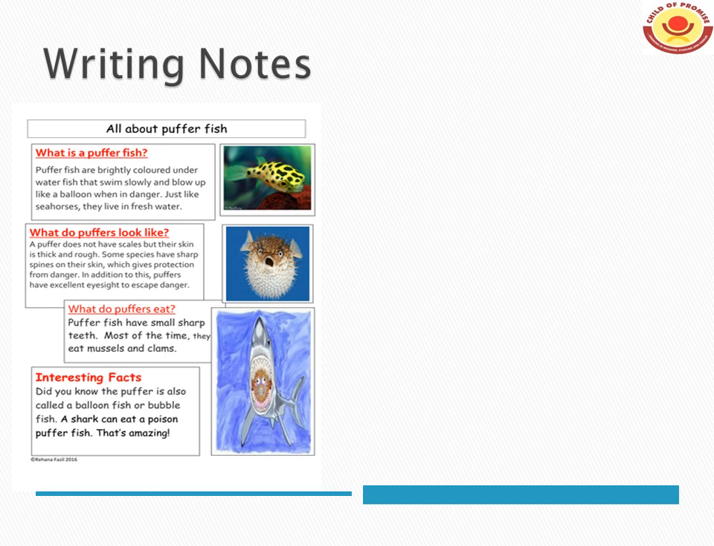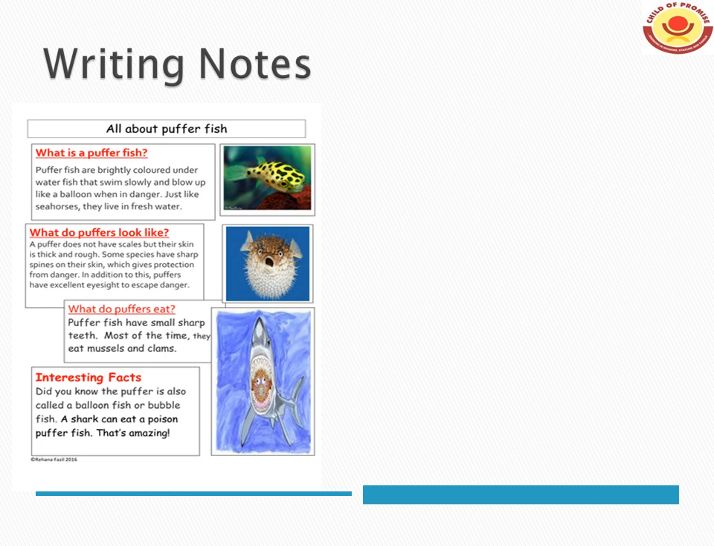Pufferfish are brightly colored underwater fish that swim slowly and blow up like a balloon when in danger. Just like seahorses, they live in fresh water. So write down your notes, then we're going to look at that, or you're going to compare that to my own and then see whether you're right or wrong.